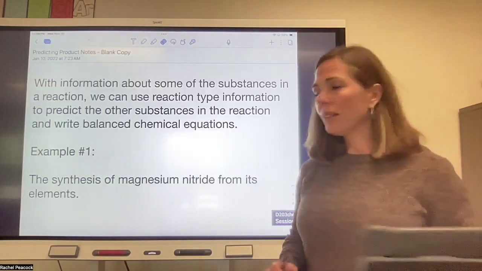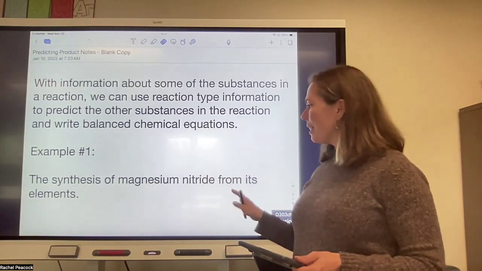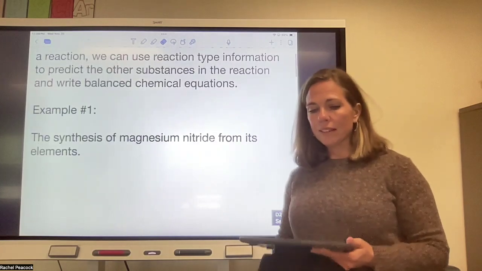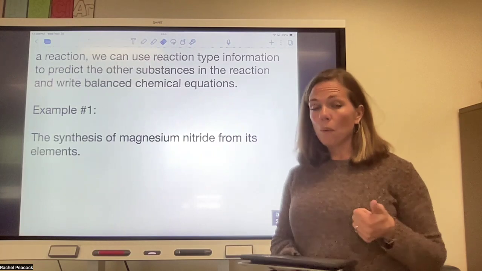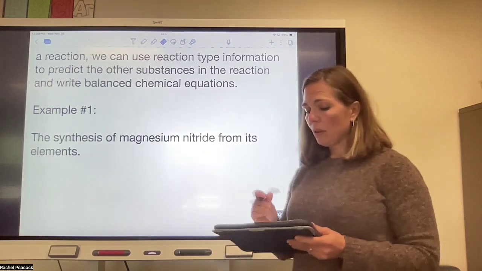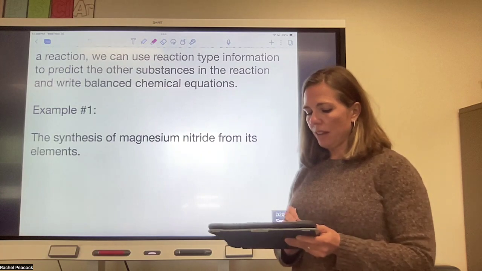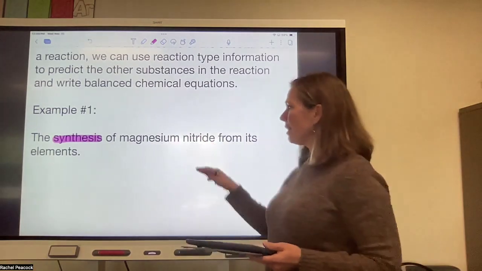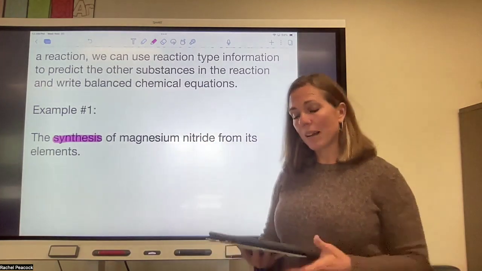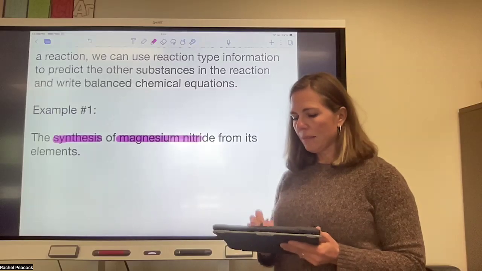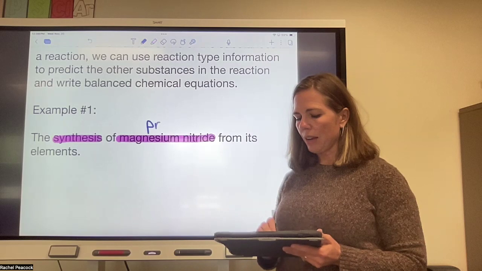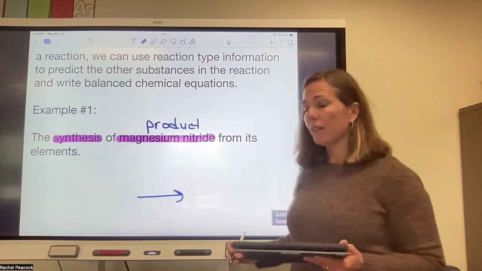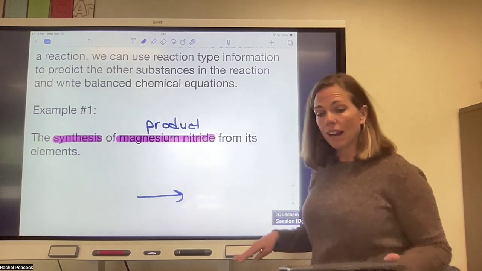The first one says the synthesis of magnesium nitride from its elements. So in this example, you have been told a couple of things. You've been told what type of reaction it is. So you know it's synthesis. And then you have to interpret what the magnesium nitride is. So it says the synthesis of magnesium nitride. What that means is magnesium nitride is going to be our product, okay? So we know that magnesium nitride is going to go on the right side of our arrow.